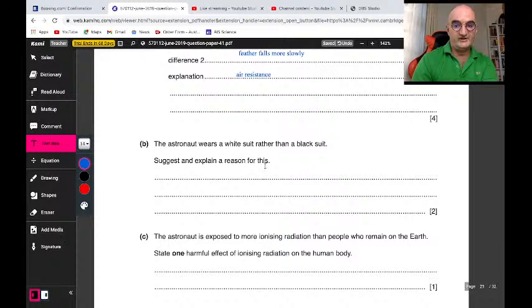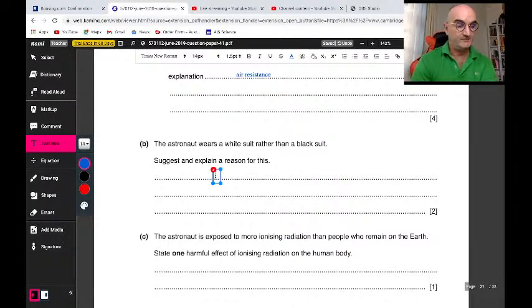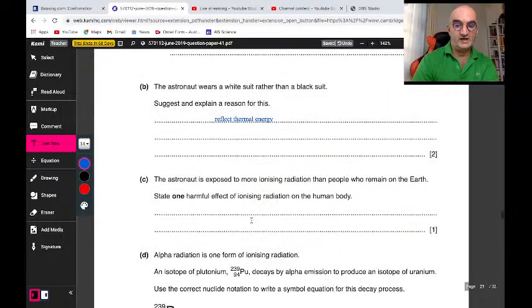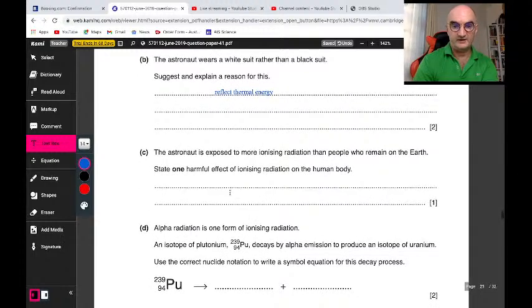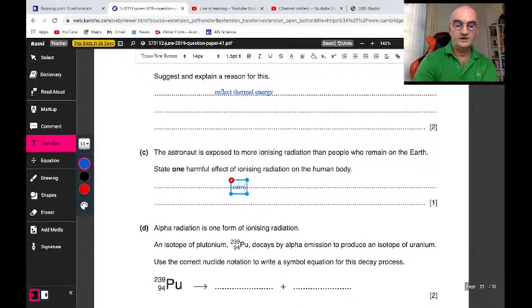The astronaut wears a white suit rather than the black suit. Suggest and explain a reason. Well, that's going to reflect thermal energy. The astronaut is exposed to more ionizing radiation than people who remain on the Earth. One harmful effect, you can put cancer, or you can have mutation of cells.